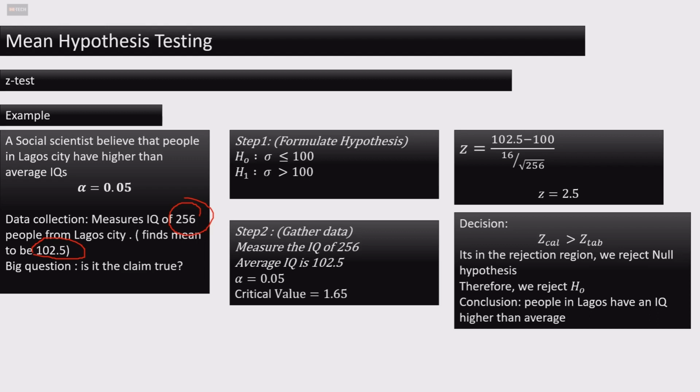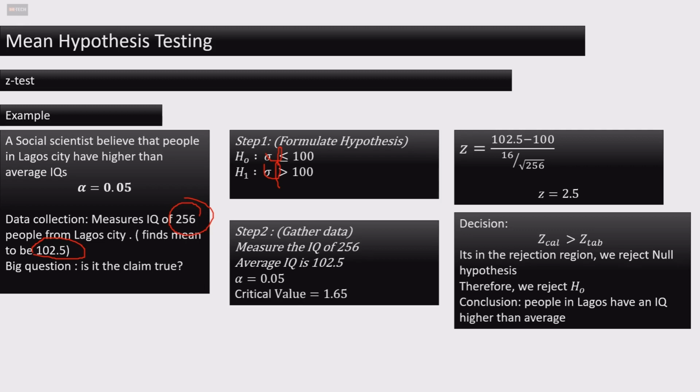Now look at our hypothesis. Remember, the null is less than or equal to 100, and the alternative is that it's greater than 100. This is supposed to be mu, because this is the average. Sorry about that. This is supposed to be mu, the Greek letter. That's what we mean by mu. So the sample size is 256. The sample mean IQ is 102.5. Our alpha is 0.05, and our critical value is 1.65. So remember our formula for z, which is x-bar minus mu over 16 over the square root of 256.